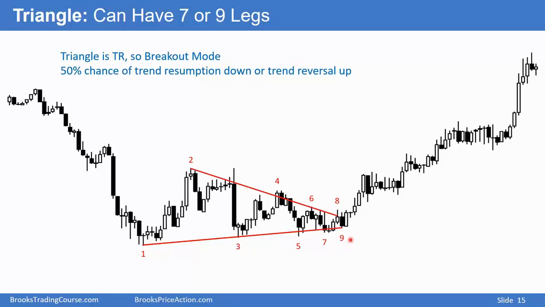And it's a triangle with 9 points in it. 9 reversals. Nothing has changed. Still 50-50 chance you'll get a bull breakout. 50-50 chance you'll get a bear breakout. Anytime you're in a trading range that lasts 20 or more bars, the market's in breakout mode.